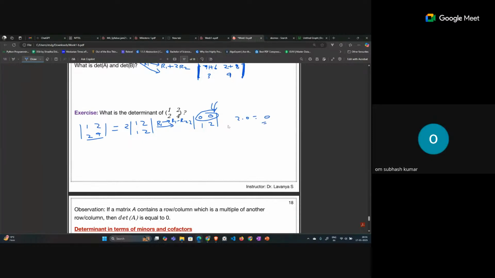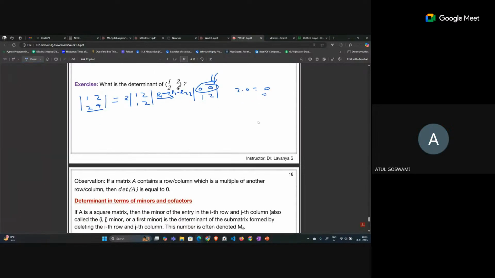If we calculate the determinant directly without doing all this operation, the resultant value will be the same, but we do it for simplification. Suppose this is a 3 by 3 matrix, and it's not easy to find the determinant. Then we apply these 3 operations and try to create zeros, so that we can easily find the determinant.